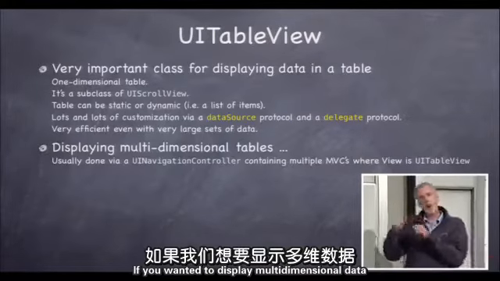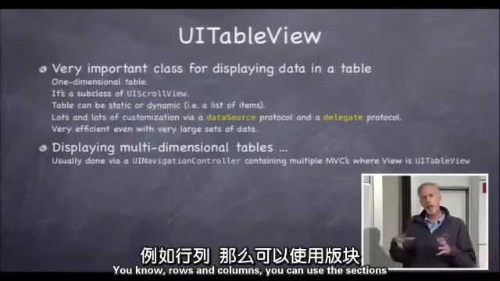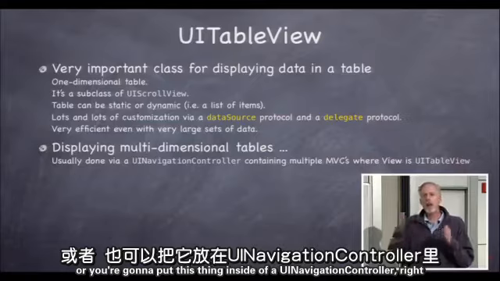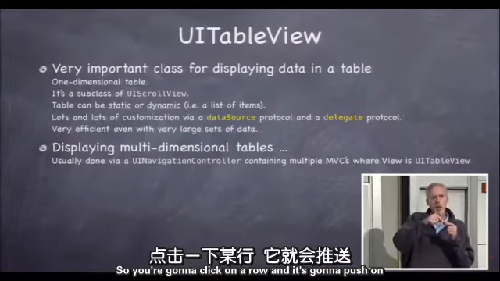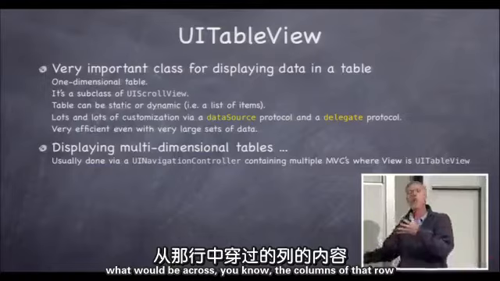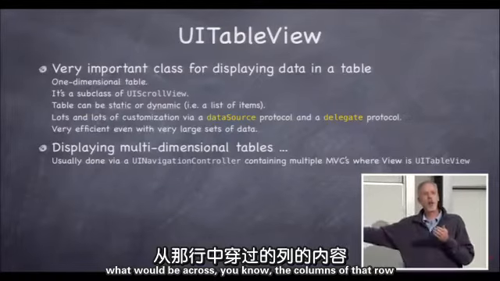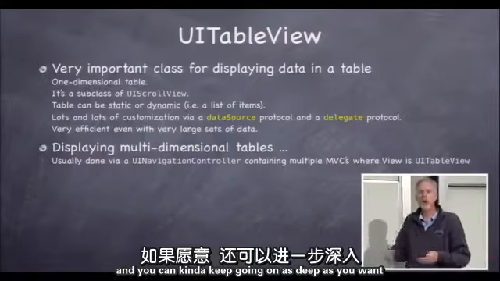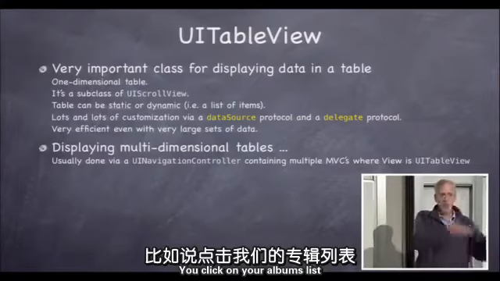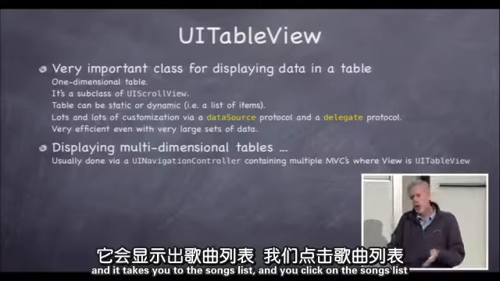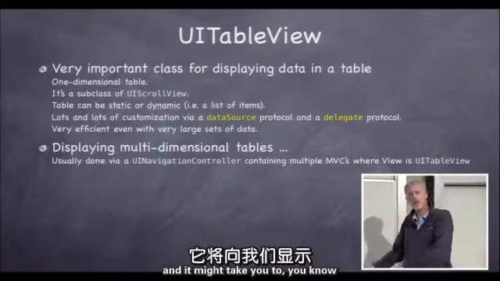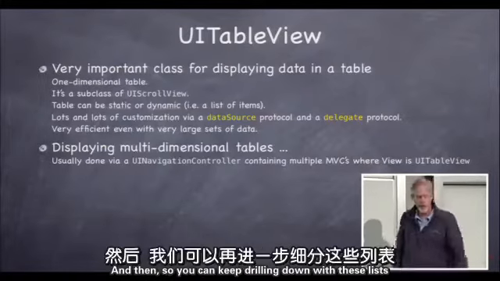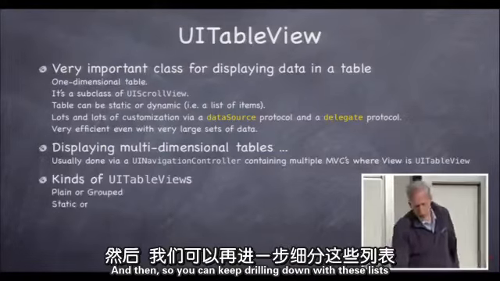If you want to display multidimensional data, you know, rows and columns, you can use the sections, which I'll talk about in a second, or you're going to put this thing inside of a navigation controller, right? So you're going to click on a row, and it's going to push on what would be across the columns of that row if you want to think spreadsheet style. So that's the way you can do multidimensional, and you can kind of keep going as deep as you want. You click on your albums list, which is a table view, and it takes you to the songs list, and you click on the songs list, and it might take you to, I don't know, the lyrics or something, or even more, let's say artist, and then album, and then song, and then thing. So you can keep drilling down with these lists. Very common to do that.